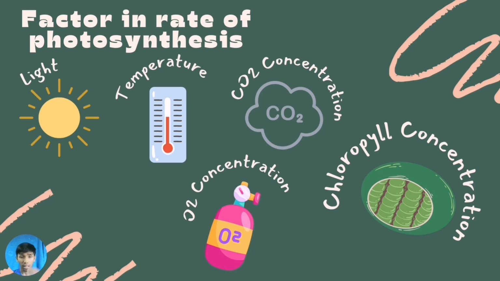After that, the carbon dioxide concentration. It is also the same as light and temperature. If there is a higher carbon dioxide concentration in the atmosphere, the higher the rate of photosynthesis. The fourth one is the oxygen concentration, and the last one is chlorophyll concentration. That means if the plant has a high concentration of chlorophyll, it will make a higher rate of photosynthesis.